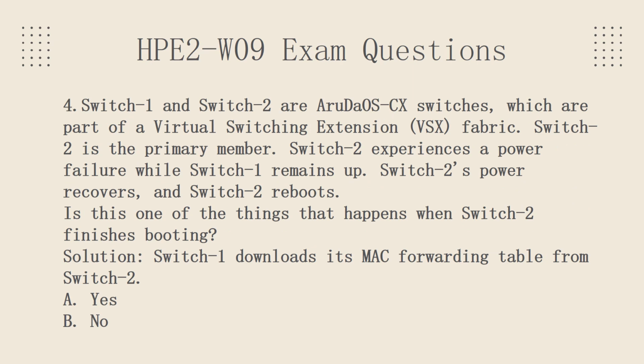4. Switch 1 and switch 2 are Aruba OCX switches, which are part of a virtual switching extension, VSX fabric. Switch 2 is the primary member. Switch 2 experiences a power failure while switch 1 remains up. Switch 2's power recovers, and switch 2 reboots. Is this one of the things that happens when switch 2 finishes booting? Solution. Switch 1 downloads its MAC forwarding table from switch 2. A. Yes. B. No.